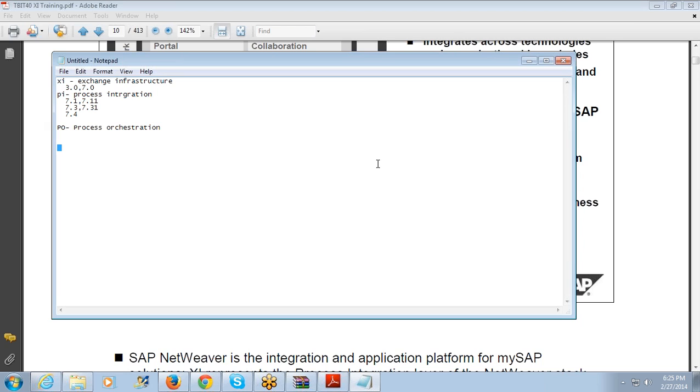So I'll start with the XI versions. The full name is XI, Exchange Infrastructure, and the new name is PI, Process Integration. The starting XI versions are 3.0 and 7.0. Later SAP renamed XI to PI, Process Integration, and released a new version called PI 7.1, then EHP1 of 7.1. Then we have 7.3 and 7.31, and the latest is 7.4. Now products are migrating from 7.1 to 7.4 and 7.0 to 7.4 or 7.3.